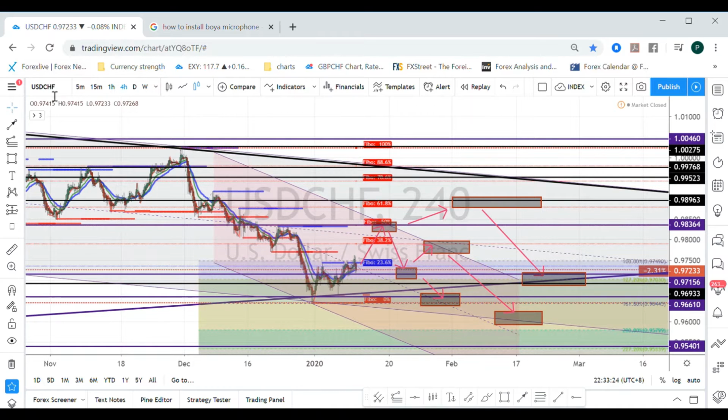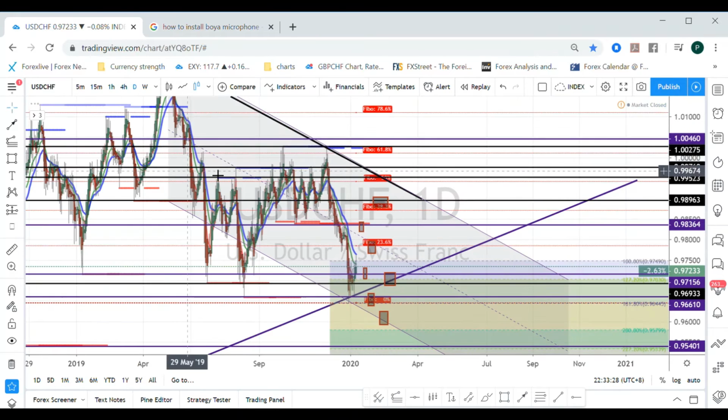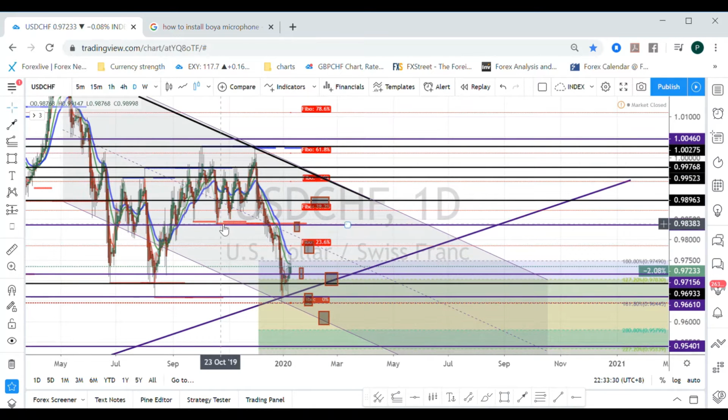Today I want to talk about USDCHF. As you can see, on the daily time frame, it has broken this important support around 0.985. Since then, after testing about 3-4 times, it broke and then tested it again, and this support became resistance. Then it broke all the way down to about 0.965.